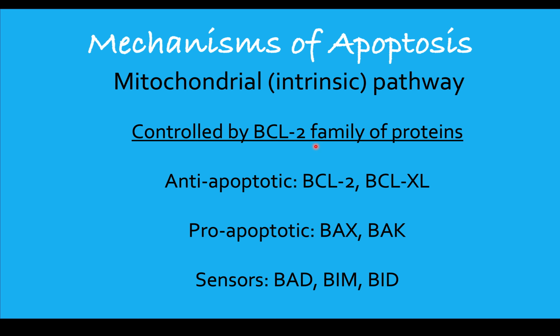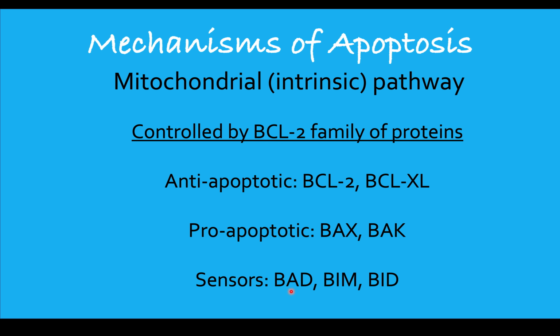Now the third group are the sensors. The sensors are essentially sensing cell stress and damage, and they help to regulate the balance between those two other groups, the anti- and the pro-apoptotic groups. If these sensors sense that there's some sort of cell damage, they can decrease the stimulus to the anti-apoptotic proteins and increase the activity or stimulate the pro-apoptotic proteins. The main one that I want you to know is BAD. So go ahead and circle that one. You should know BAD. Those are the three main groups of the proteins that control this whole pathway.